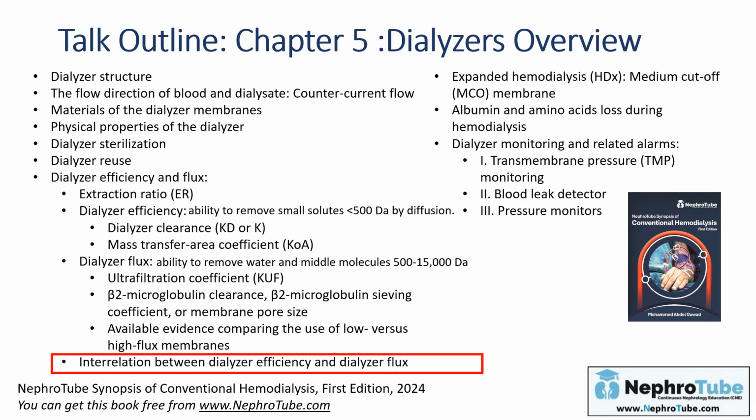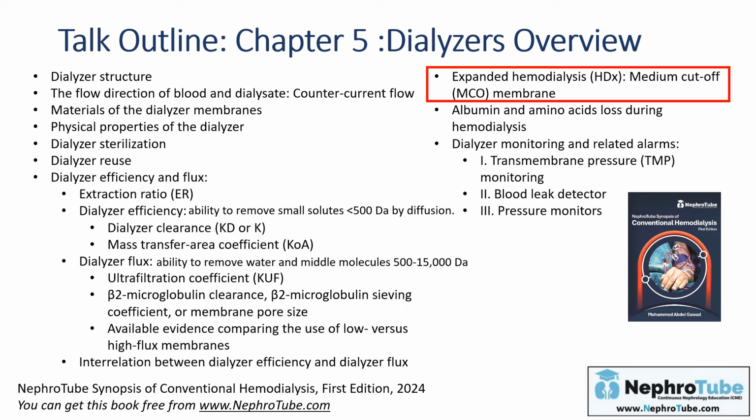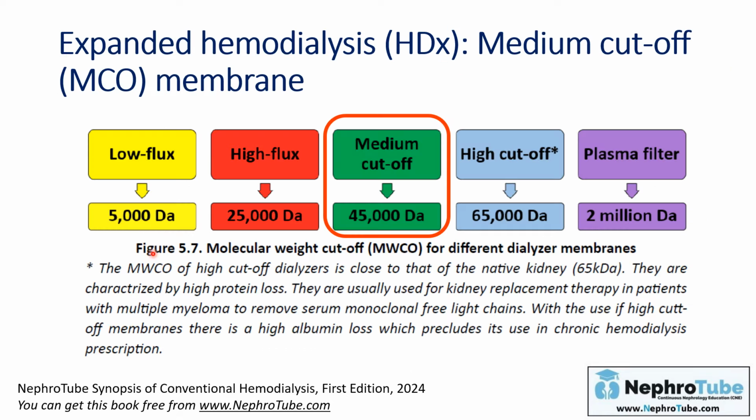Now, after finishing the talk about dialyzer efficiency and flux, I want to go through a very important updated point, which is expanded hemodialysis using a medium cut-off membrane. We mentioned that low flux dialyzers have a molecular weight cutoff of 5,000 Dalton. They can remove molecules with molecular weight up to 5,000 Dalton. High flux dialyzers can remove molecules up to 25,000 Daltons. Medium cutoff dialyzers here, which are used for expanded hemodialysis, can remove molecules with molecular weight up to 45,000 Dalton.